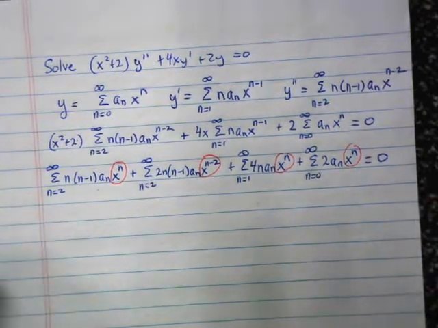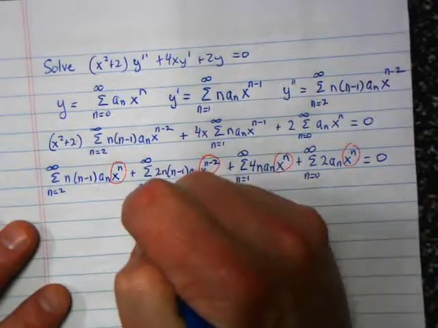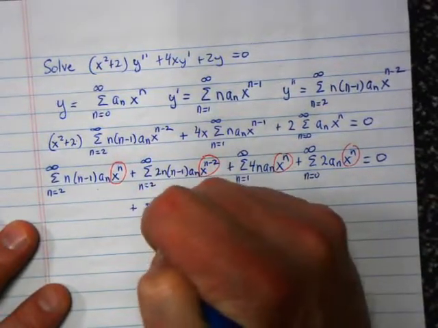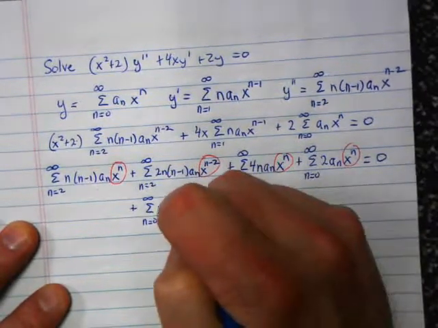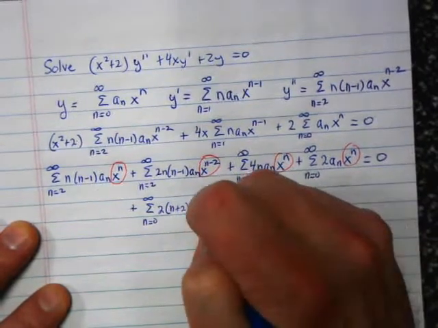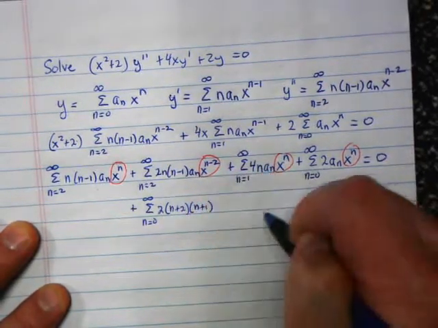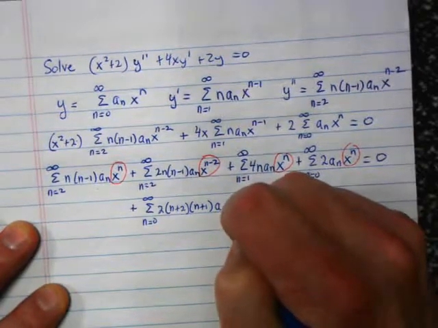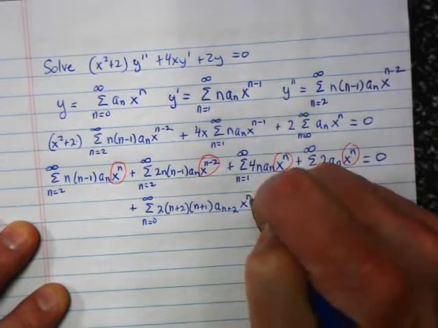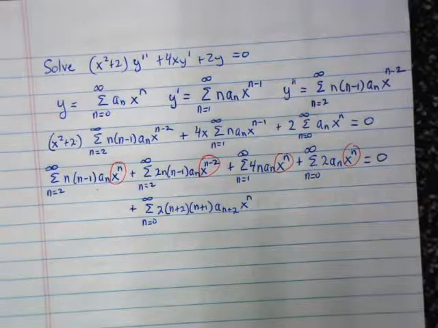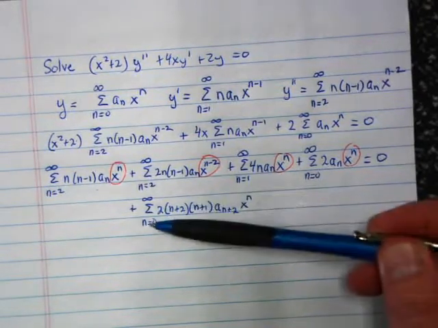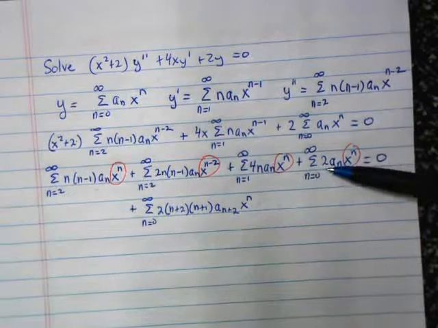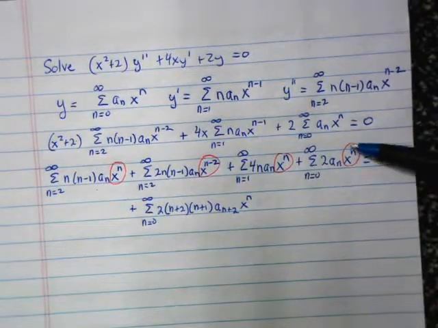All right, so let me just write that one down. So this one is going to be plus the sum from n equals 0 to infinity of 2 times n plus 2 times n plus 1 a sub n plus 2 x to the n. So that fixed that one. It now has x to the n like all the other ones, and it starts at 0. This one on the end is fine. It has x to the n and it starts at 0.